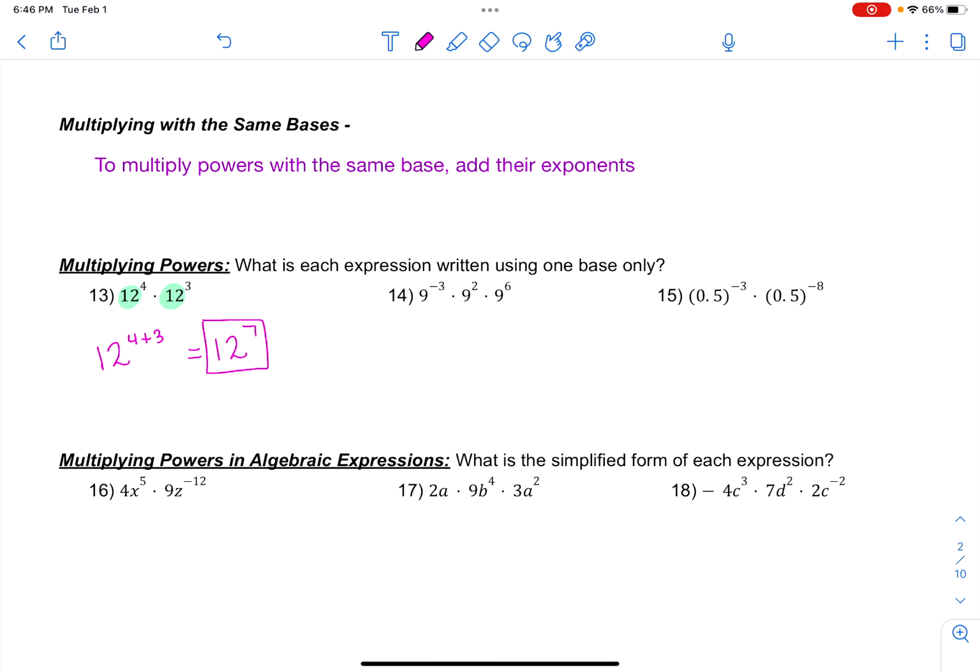These directions said, what is each expression written using only one base? So we do not have to solve these. We just had to rewrite it as one base with an exponent.